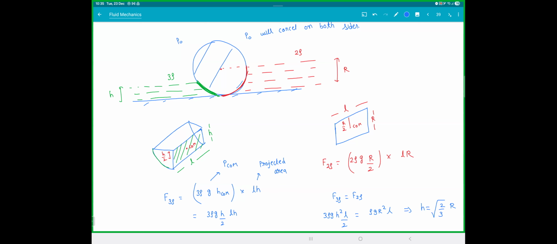Is that making sense, everyone? Right, so in pressure you will get one h term, and when you take the area, you'll get one more h term. Is this making sense, everyone? Are you getting the meaning of the horizontal projection? You're getting the logic, right?